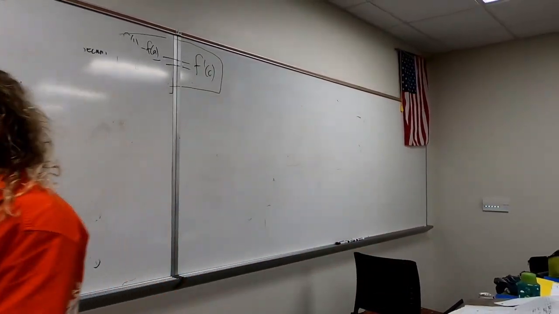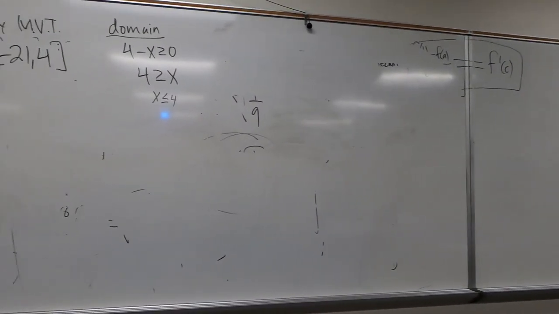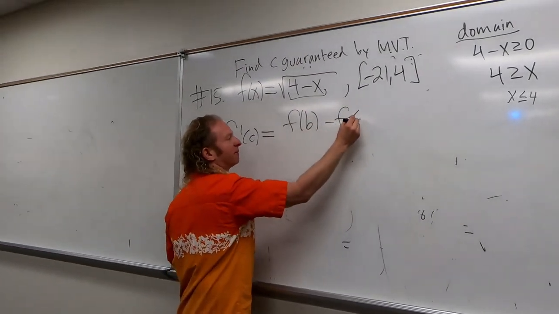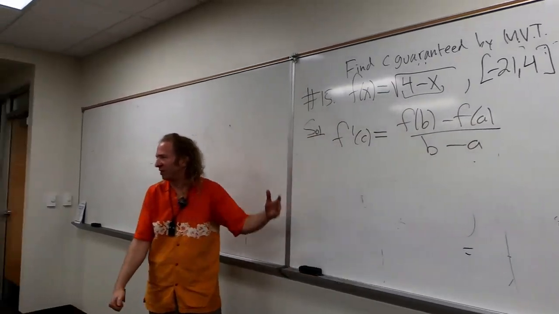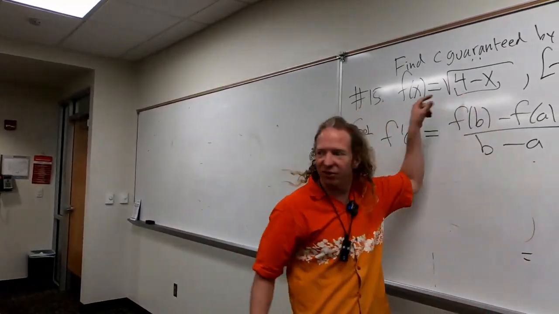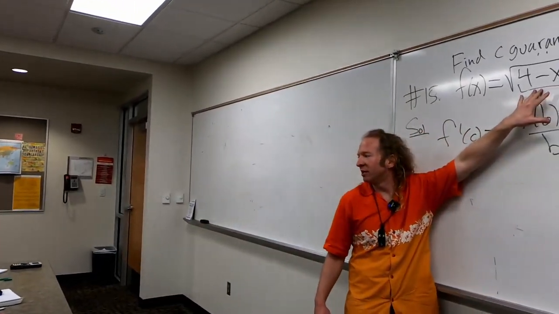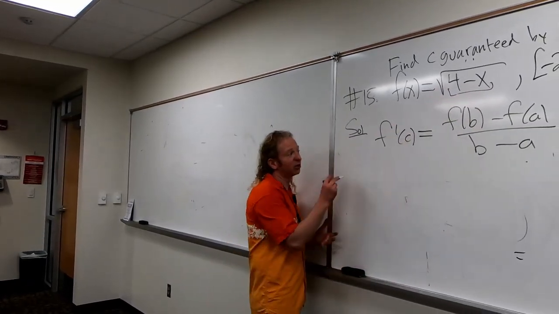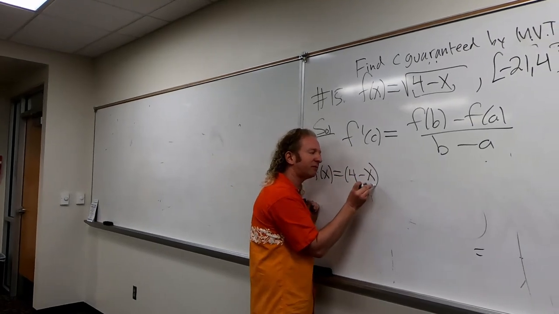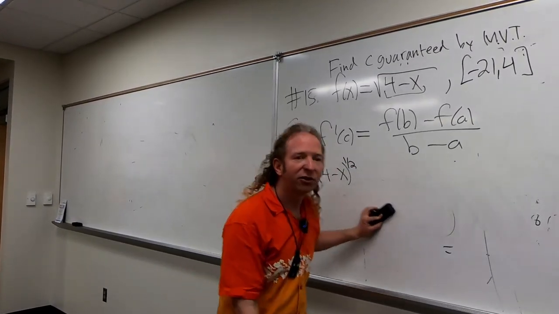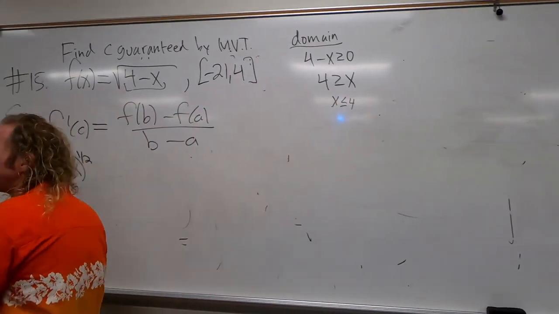All right, so we got to use the formula. So I'll write the formula down for convenience. f prime of c equals f of b minus f of a over b minus a. It's a good first step if you want to get into the habit of doing it. Before we take this derivative, though, we should write the function a certain way. What exponent should we write this as? 1/2. Yeah, very good. So a good first step is to write it like that. So 4 minus x to the 1/2, right? Good first step.